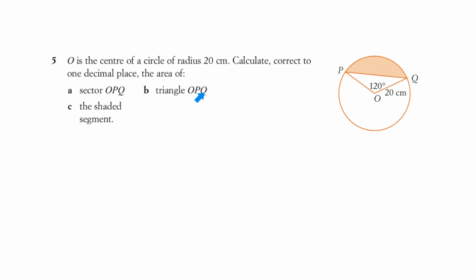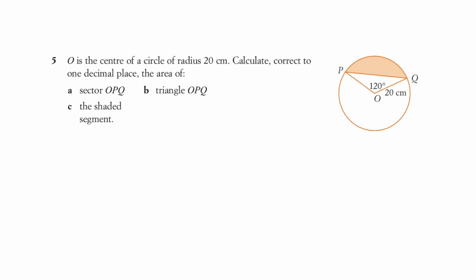B, the triangle OPQ. Well, we can do that using our area of a triangle formula that we just learned. So that's 120, and that's the included angle between that 20 and that 20. So it's a half times 20 times 20 times sine of 120, and that will give us that. So then it says C, the shaded segment. Well, the shaded segment is clearly the sector minus the triangle area. So it's going to be that area that we found there minus the triangle area is going to give us the shaded area.